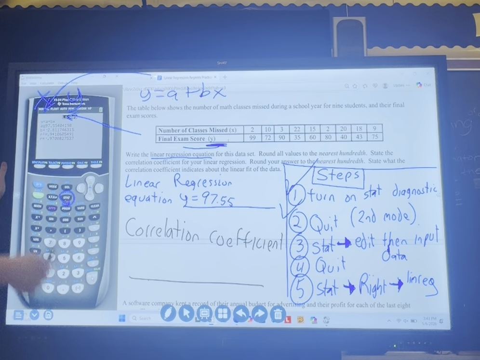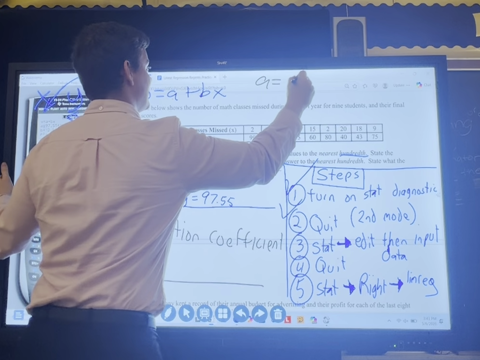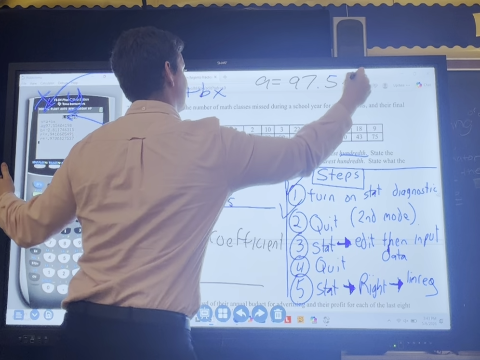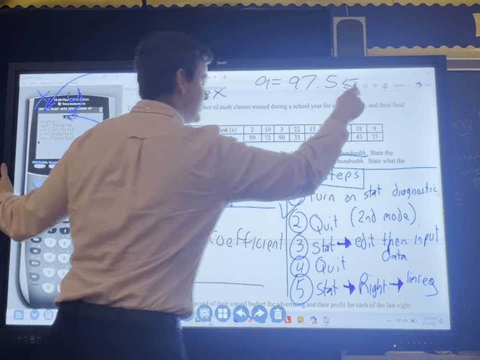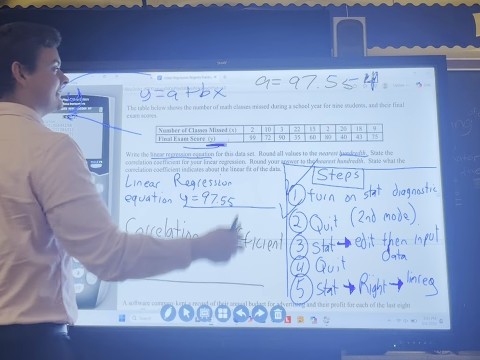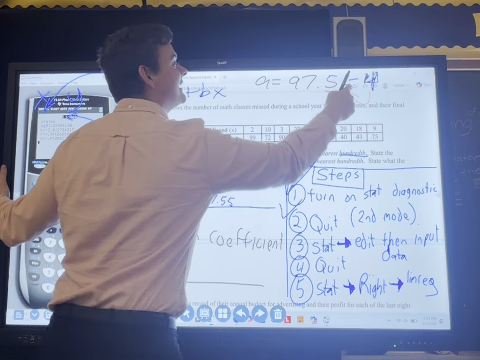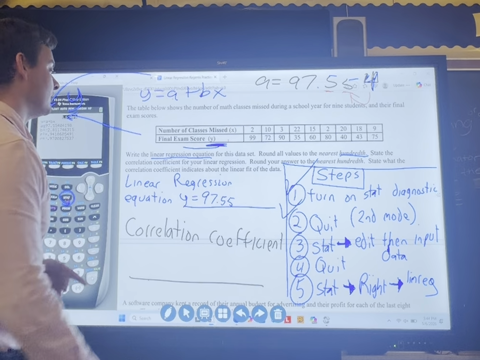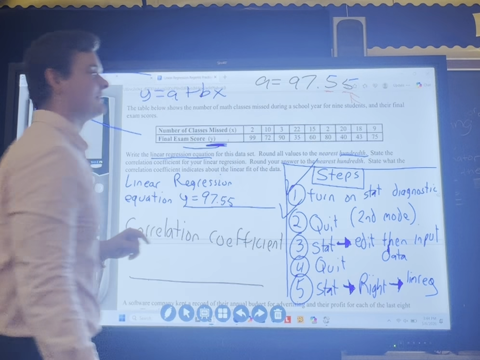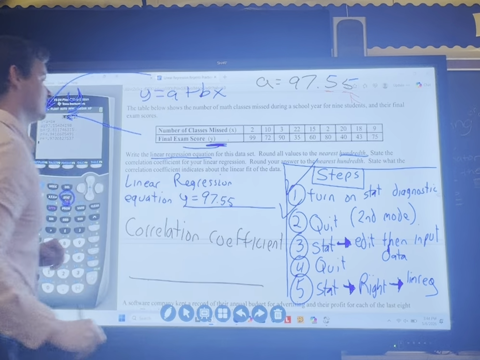97.55. However, it says round to the nearest hundredth. So if my A is 97.554, this is my tens place, hundredths place. Is 4 big enough to round the 5 up? No, so it stays 97.55. And that is my A.